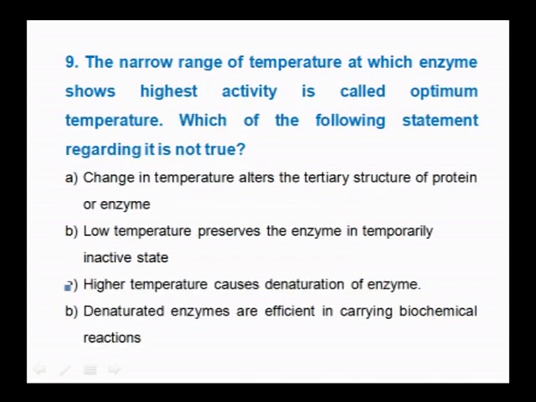Next question. The narrow range of temperature at which enzyme shows highest activity is called optimum temperature. Which of the following statement regarding it is not true? So we all know that temperature is one external factor which will affect the rate of reaction by affecting the enzyme. So let us see what statement is wrong with this.